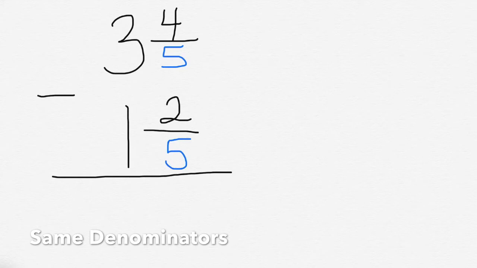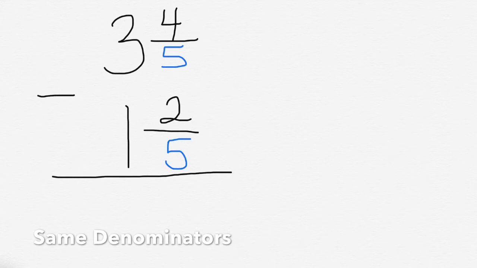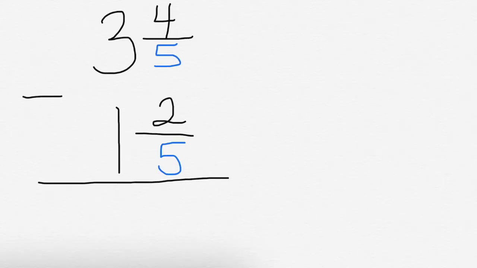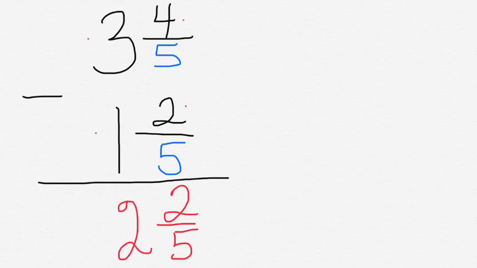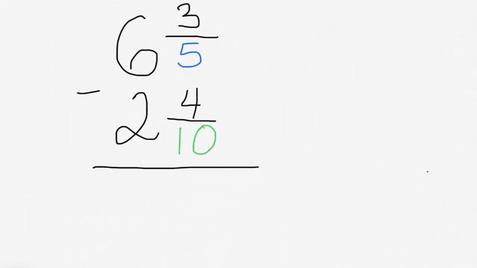So looking here at 3 4/5 minus 1 2/5, we can see that the denominator is the same. So we can go ahead and subtract the numerators. So we have 4 minus 2, and that will give us 2 over 5. We keep our denominator the same. Then we look at the whole number, and we're subtracting 3 minus 1, and that gives us 2. So our answer would be 2 2/5.